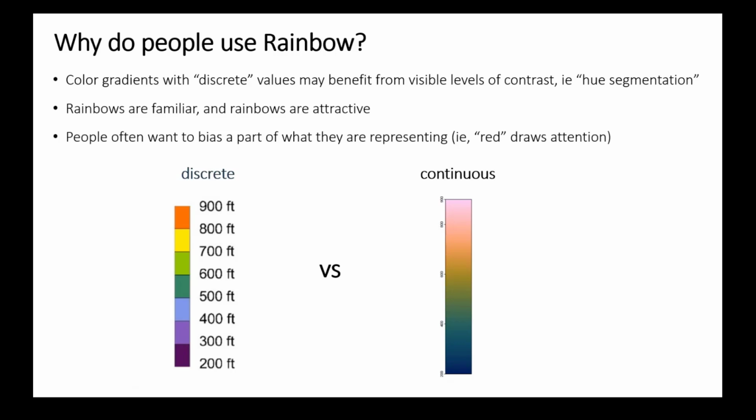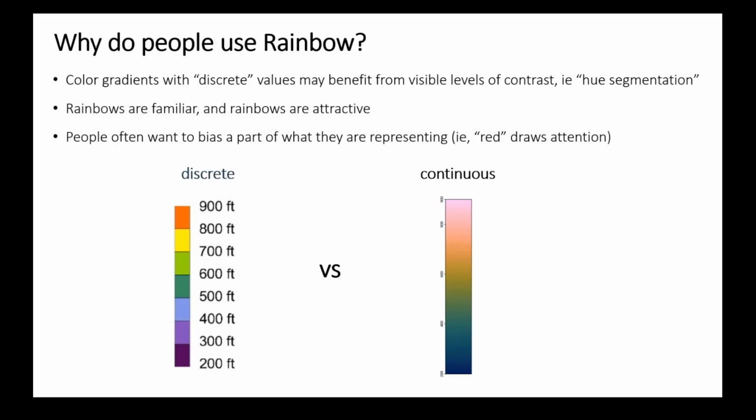Secondly, rainbows are familiar and rainbows are attractive. If you turn on the news and you look at the weather report, you'll see rainbow color bars probably representing the temperature of your area or the weather in your local region. And they look pretty. Humans like seeing all the pretty colors. We like seeing red and yellow and blue.